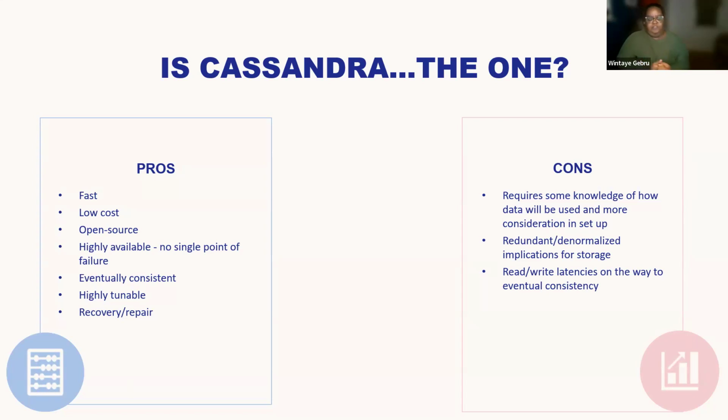And then there are some real cons to it too. So when we were talking about queries, we talked about how much knowledge you have to have about how people will be using this or what kind of information you want to call up, what you want your view to look like. So it does require some knowledge of how data will be used, and more consideration, more forethought than you might need with a relational database, in terms of what kind of views you'll want to return. It's also because there are a lot of tables that cover the same information. You will see some redundancy, it's all denormalized. There are implications for storage.